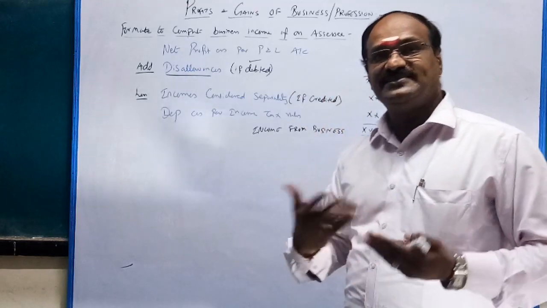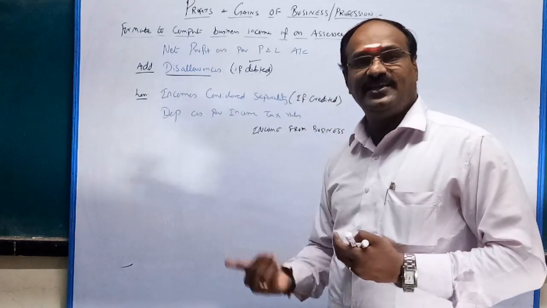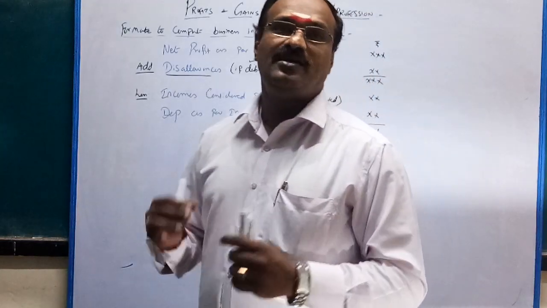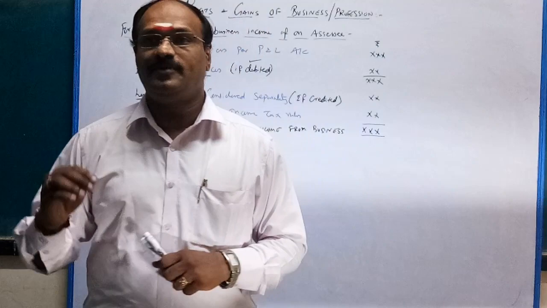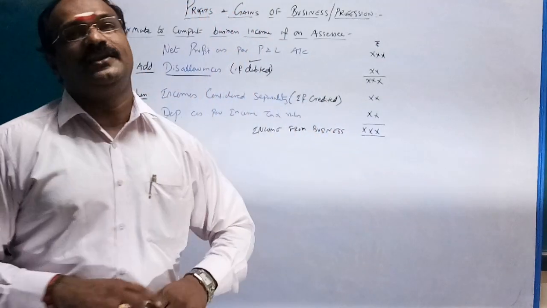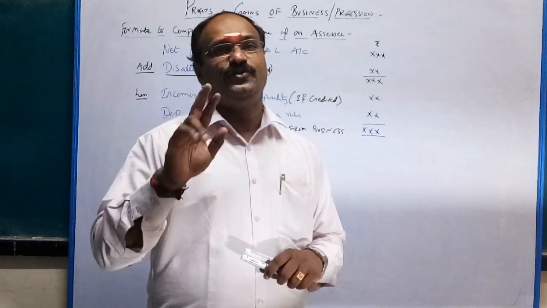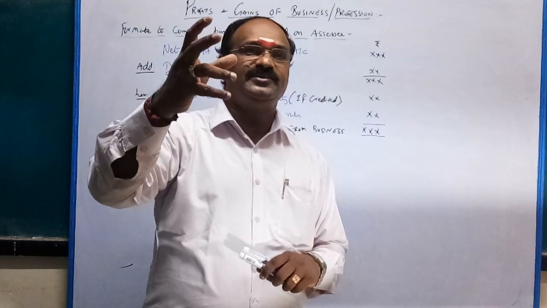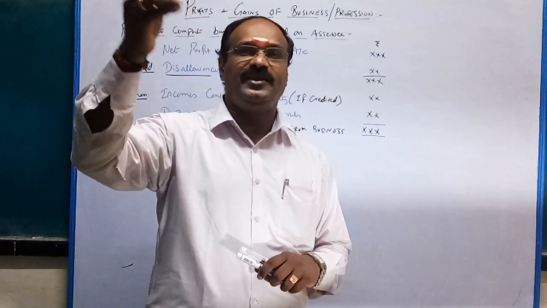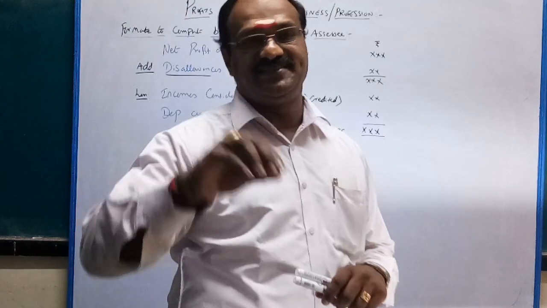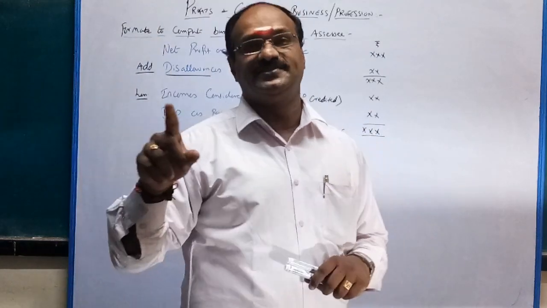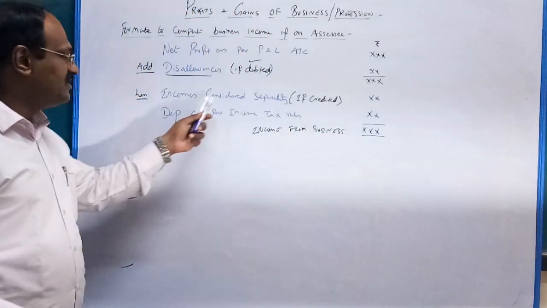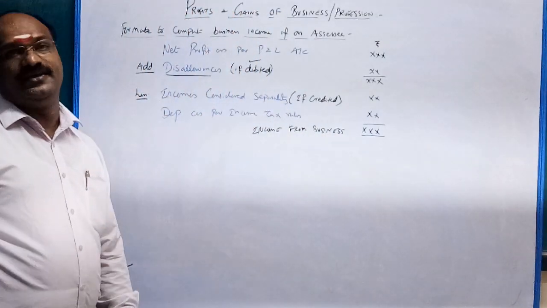Can you tell any other example, sir? Interest received, dividend received. This is pure income from other sources. If you credit income from other sources to the P&L account, profit increases. Thereby, any income credited to the P&L account which is not related to the business, you reduce or less. So less: income considered separately if credited.